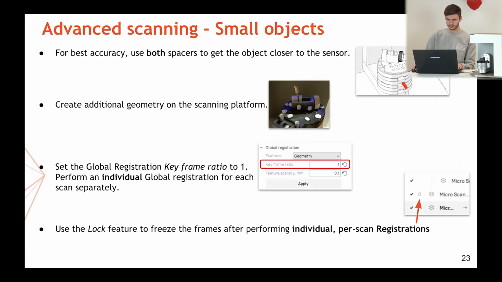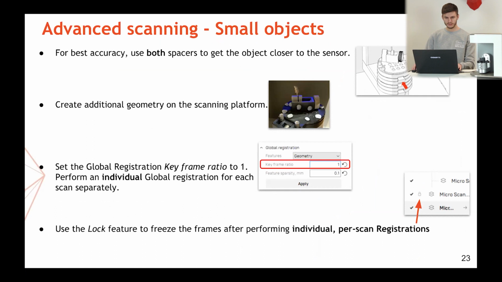When scanning very small objects, the proper preparation and approach are key for achieving great results. For best accuracy and resolution, the object needs to be positioned close to the sensor. So make sure that all the spacers are in place, with the object firmly mounted on top of the structure. Note that the object should be mounted very well in order to avoid any shaking or shifting on a platform.